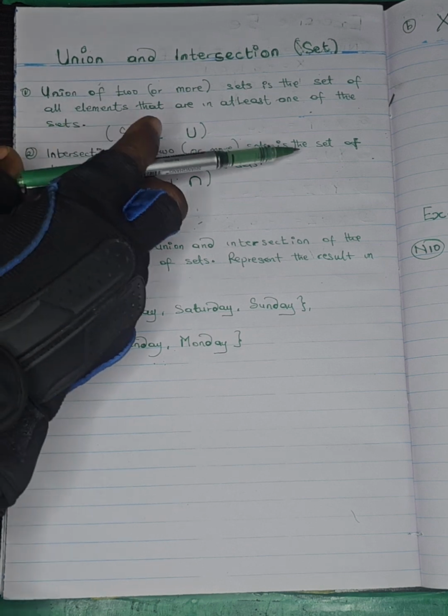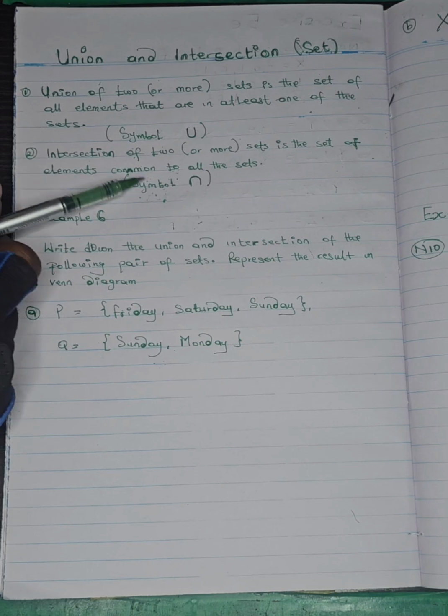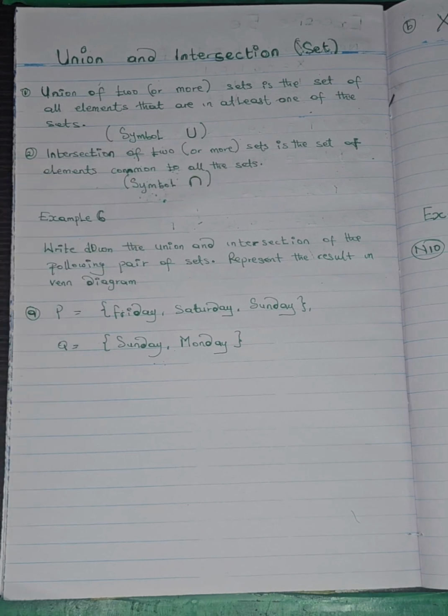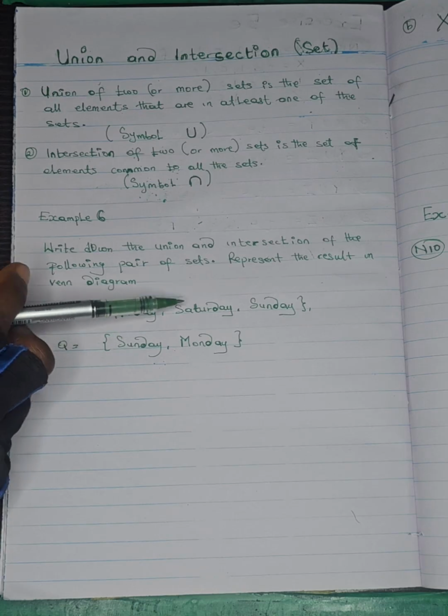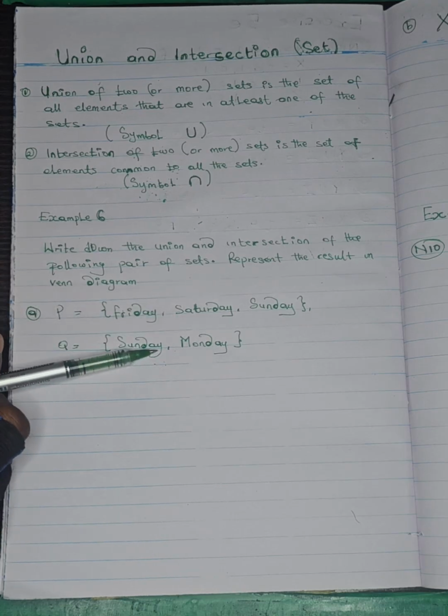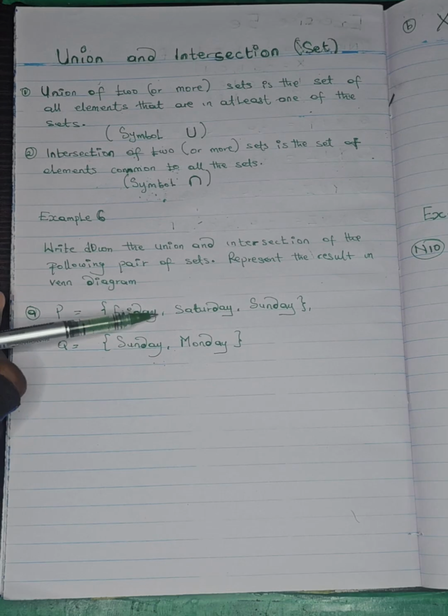The intersection of two or more sets is a set of elements common to all sets. So if I'm to explain it, if you have a set P and a set Q, the intersection is what does this have and this also have? Only, exclusive to only what both of them have in common.